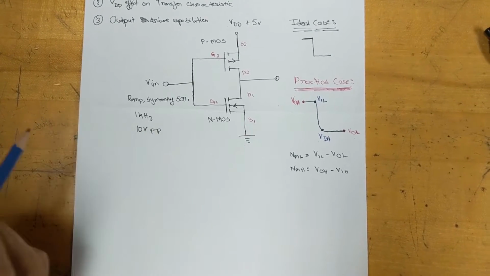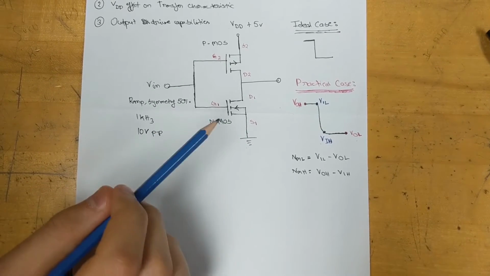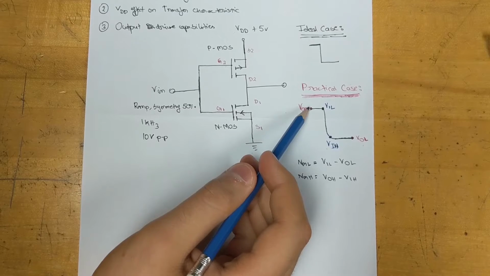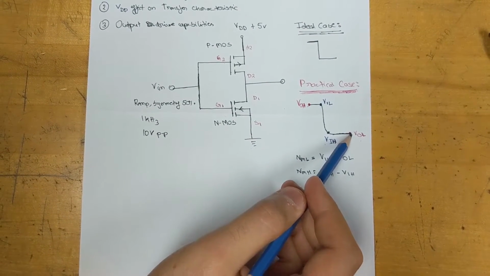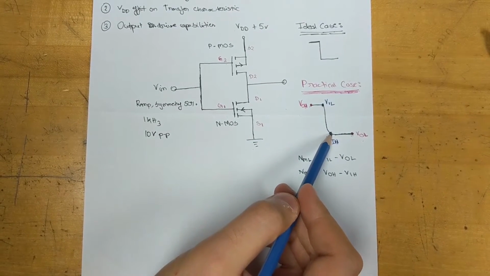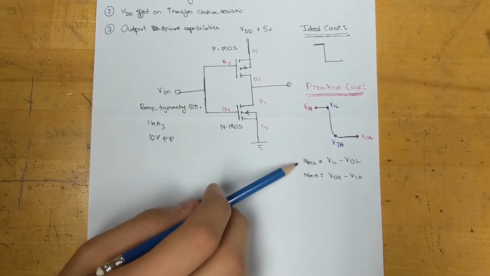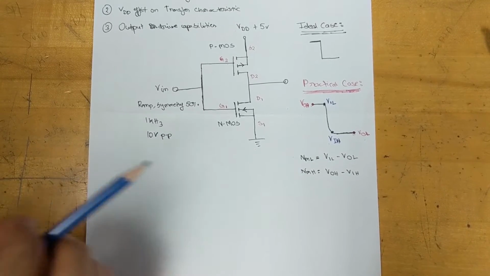To understand how well this inverter is behaving, we'll look at four voltages. We'll define this voltage to be the V output high. We'll define this voltage to be the V output low, and we'll define this voltage to be V input low, and we'll define this voltage to be V input high. Using these four voltages, we can measure two parameters: the noise margin for the low level and the noise margin for the high level.